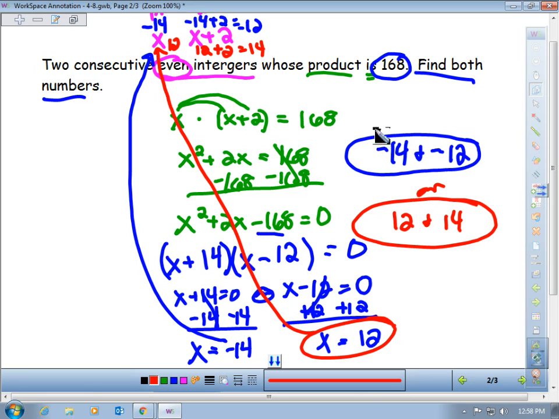So truthfully, you get 4 numbers here. You're going to get 2 with the negatives, and you're going to get 2 numbers with the positives. Either one of those are consecutive even integers whose product is 168, positive 168. So there's a little bit more to do after you find your 2 numbers. You've got to go back, plug them in, and find both sets of solutions. So when it says find both numbers, there really ought to be 2 sets of solutions for this consecutive integer problem.